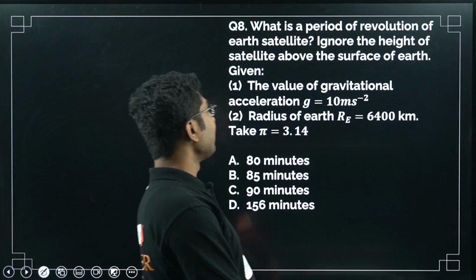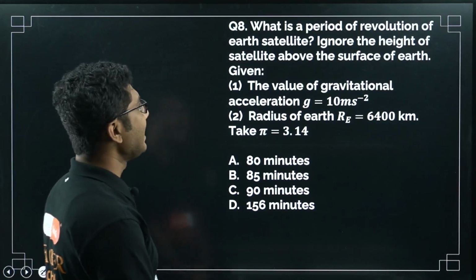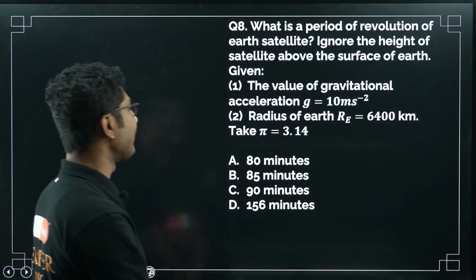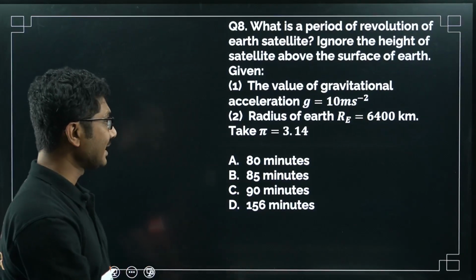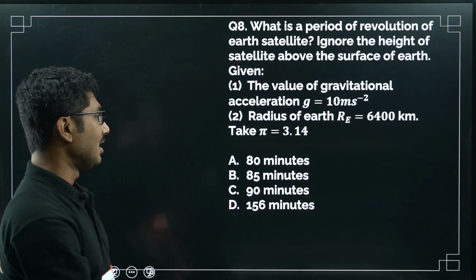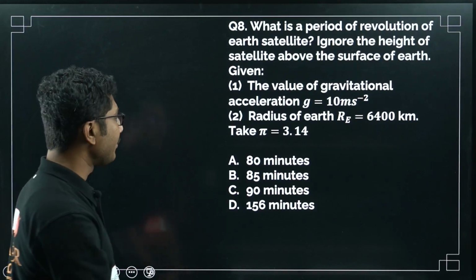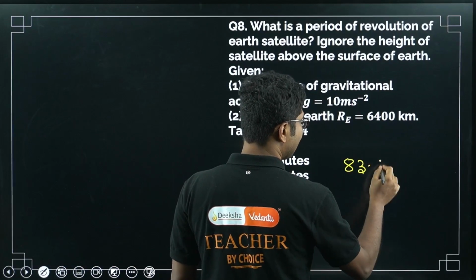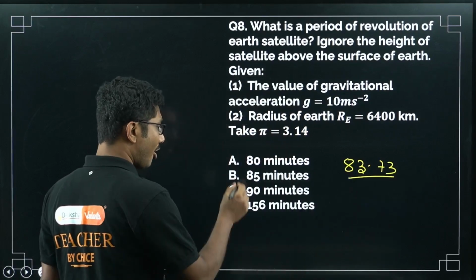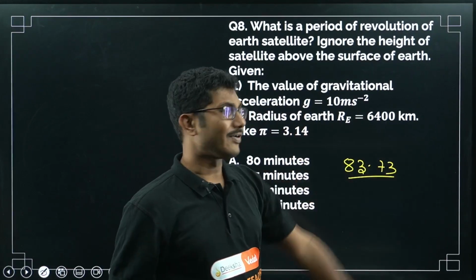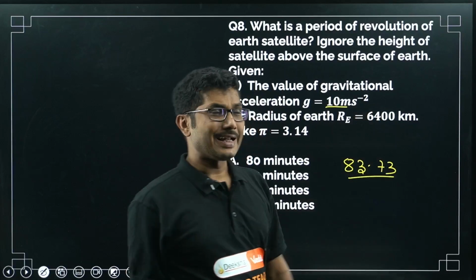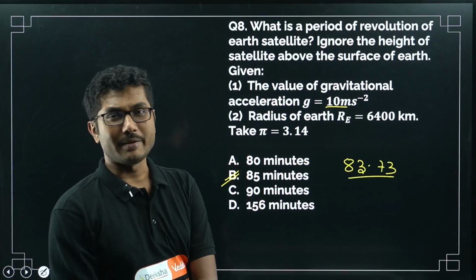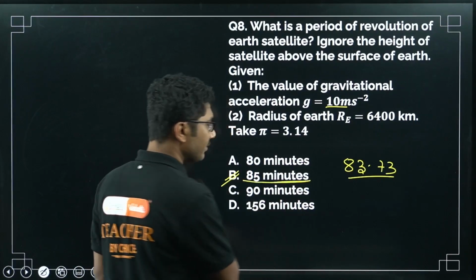Okay, now question number 8. What is the period of revolution of an Earth satellite? Ignore the height of the satellite above the surface of the Earth. Given the value of gravitational acceleration g is equal to 10 meter per second square, radius of the Earth 6400 kilometer, take pi is equal to 3.14. If you calculate this, it will come out to be 83 point something. Or if you use the correct values, 9.8 and the calculated value of pi, then you will get very close to 85 minutes. So 85 minutes is the answer for this question.